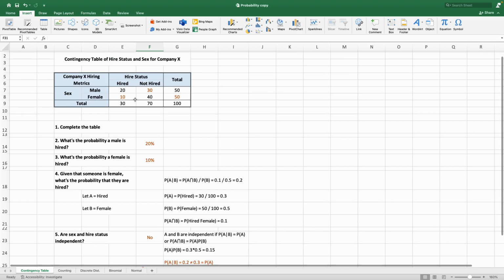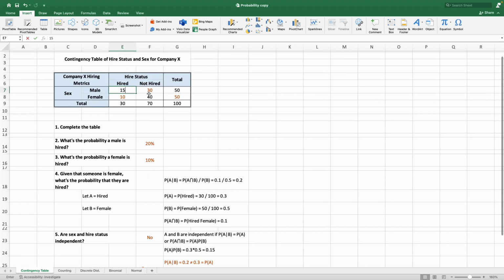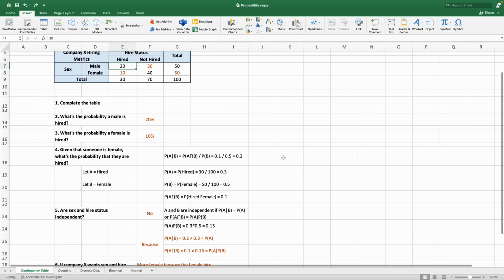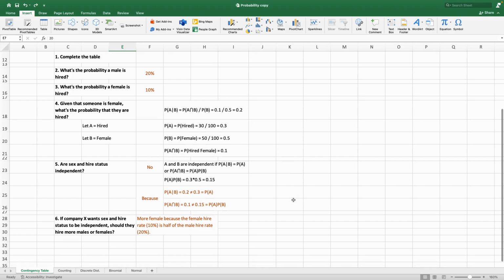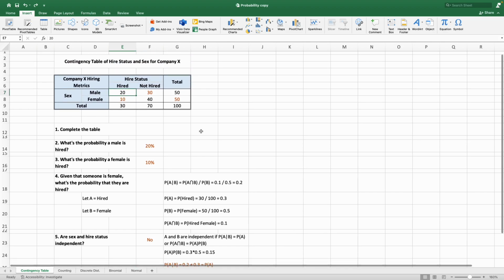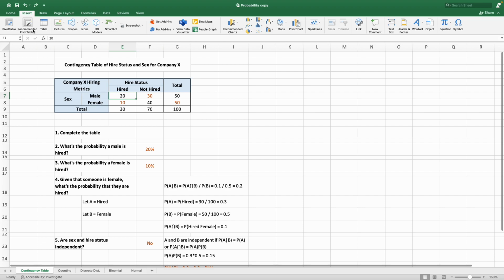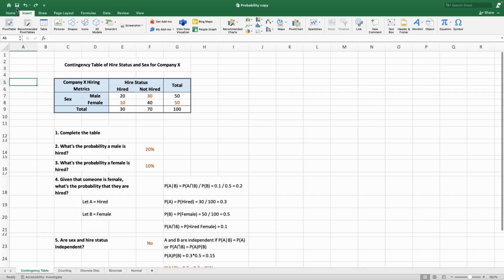So if this had been equal, we would have expected, say, 15 here and 15 here, which would have been an equal hire rate between the two groups. Okay, and that's our first Excel lab for this week.